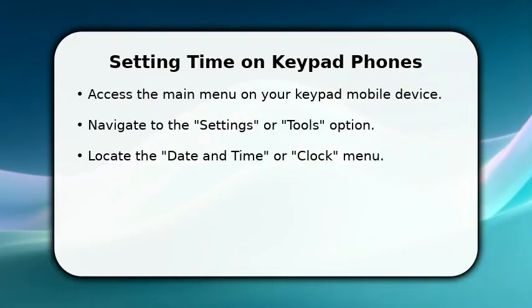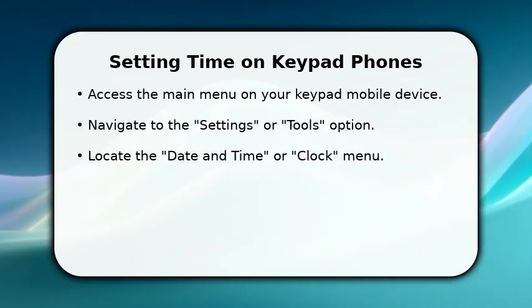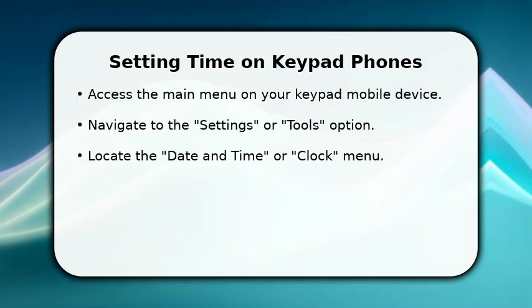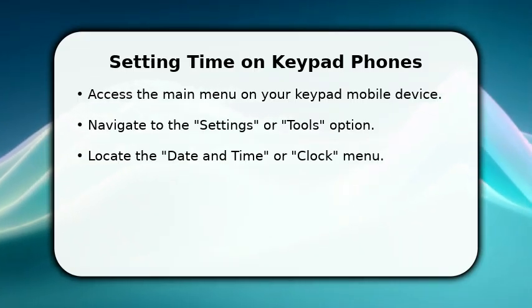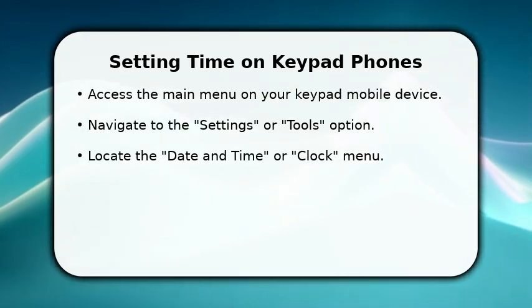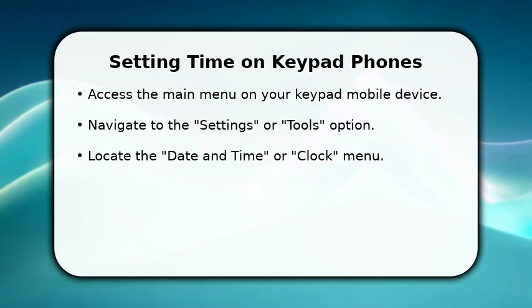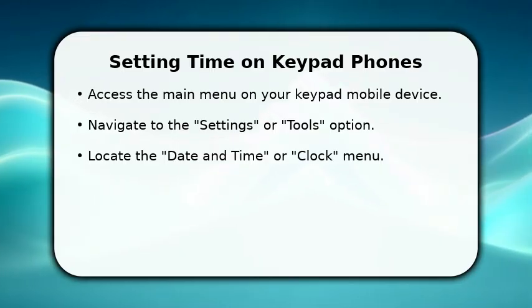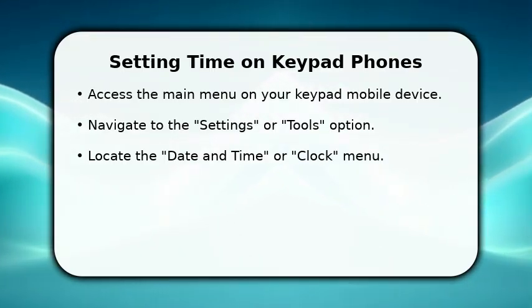In this video, I will explain how to set the time on your Keypad mobile phone. First, you'll need to access the main menu on your device. This is usually done by pressing the center navigation key. Once in the menu, look for an icon or text labeled Settings or sometimes Tools. From there, you'll want to find the Date and Time or Clock menu to begin adjusting your phone.